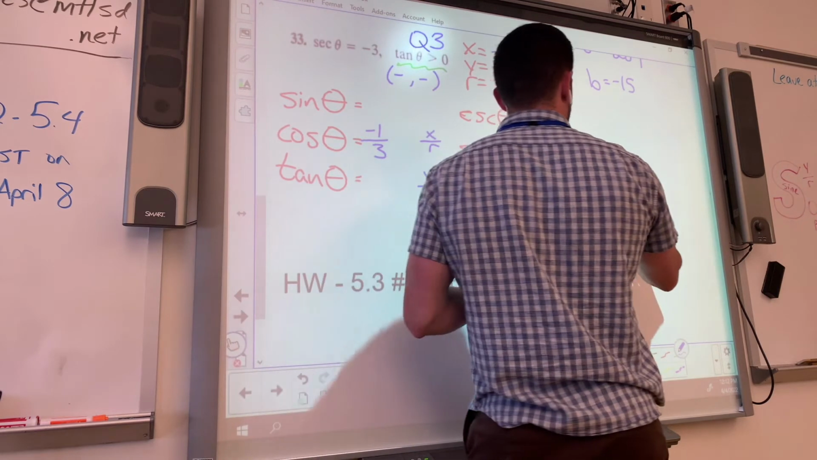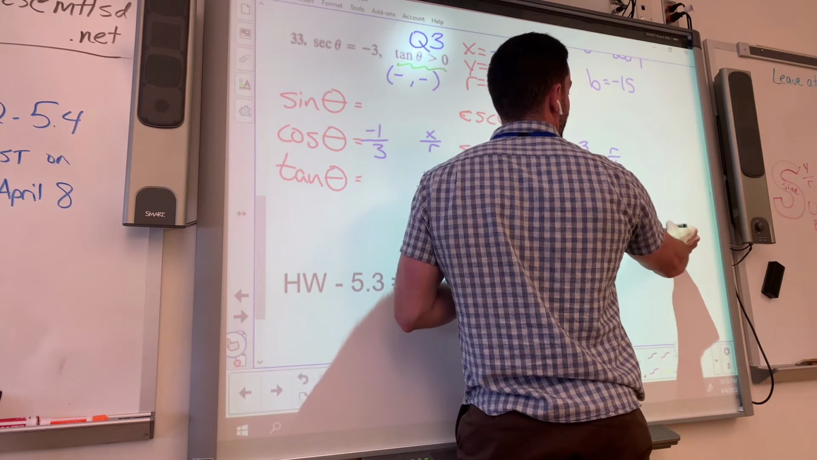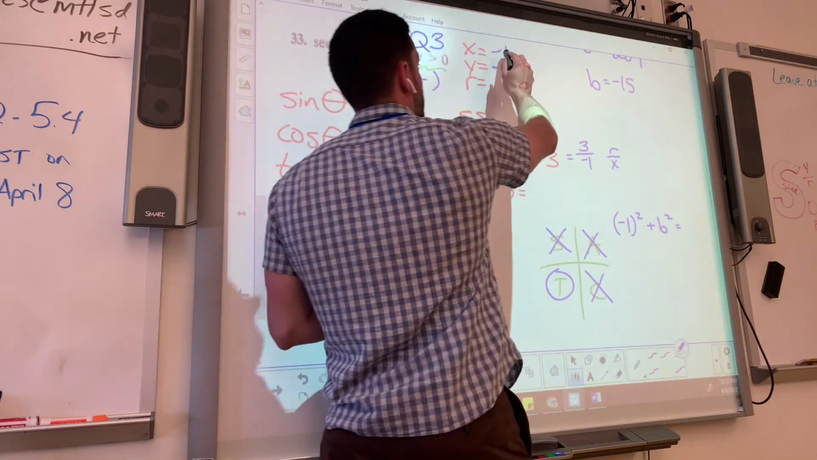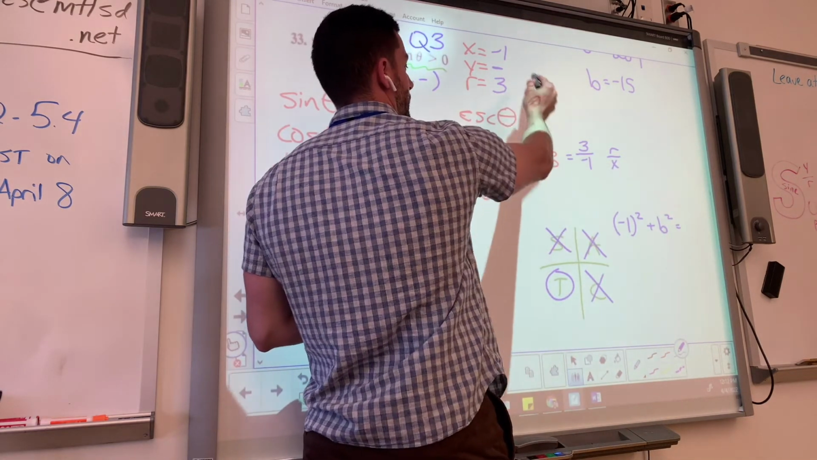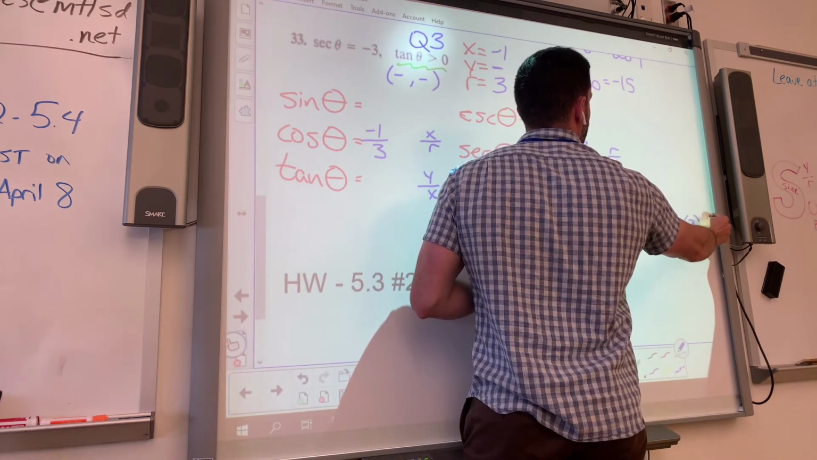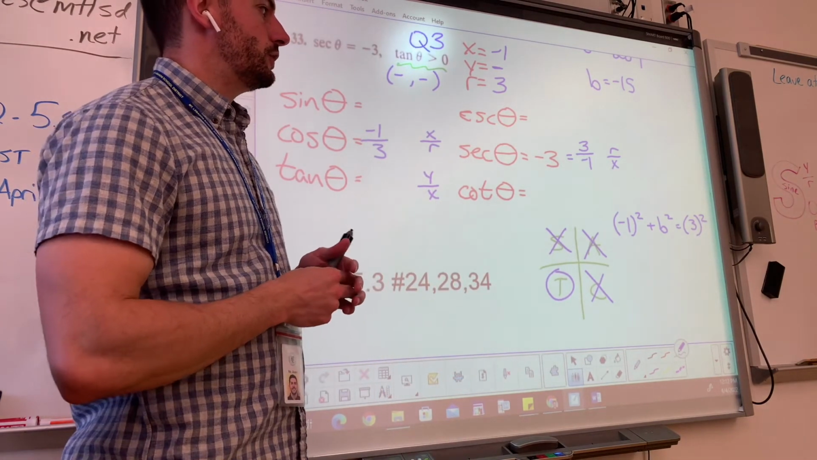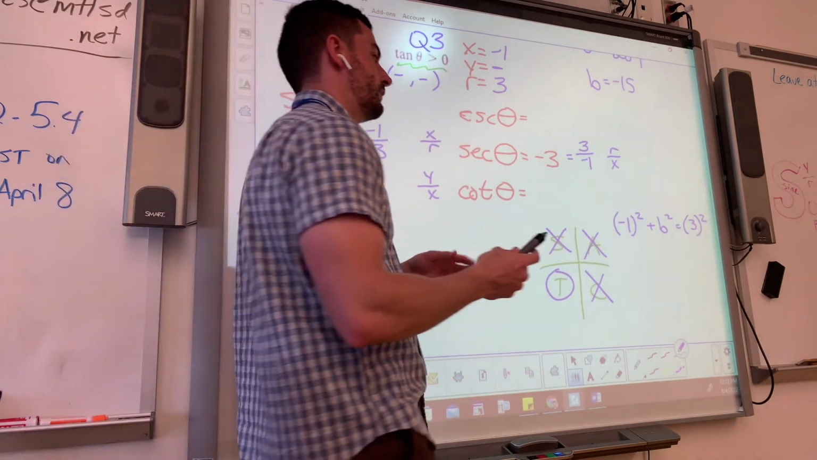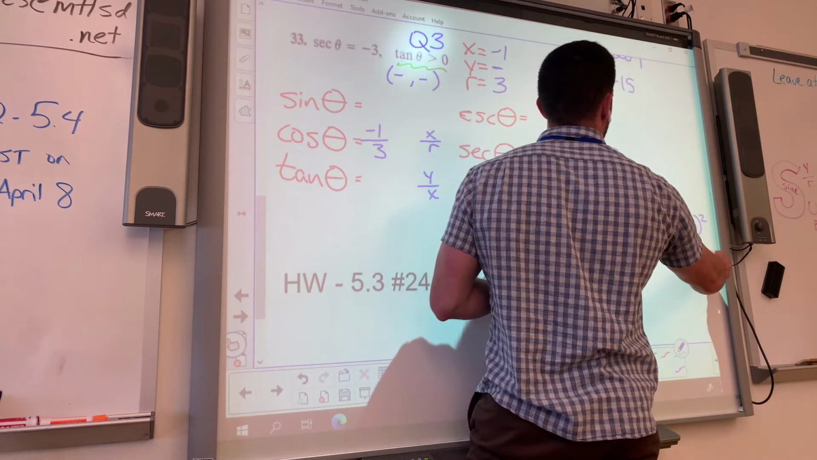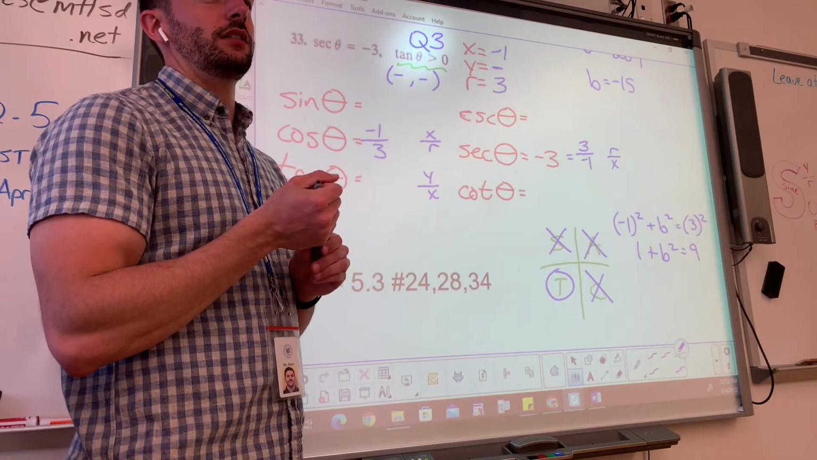If you didn't, we can just work it out here. I do want you guys to do this one because it doesn't work out as nicely. It's not a whole number. So we got our x value is -1. We don't know our y value, but our radius or our hypotenuse is 3. So it would be -1 squared plus b squared equals 3 squared. And so that would be 1 plus b squared equals 9. Then go from there and think about how we would write b.